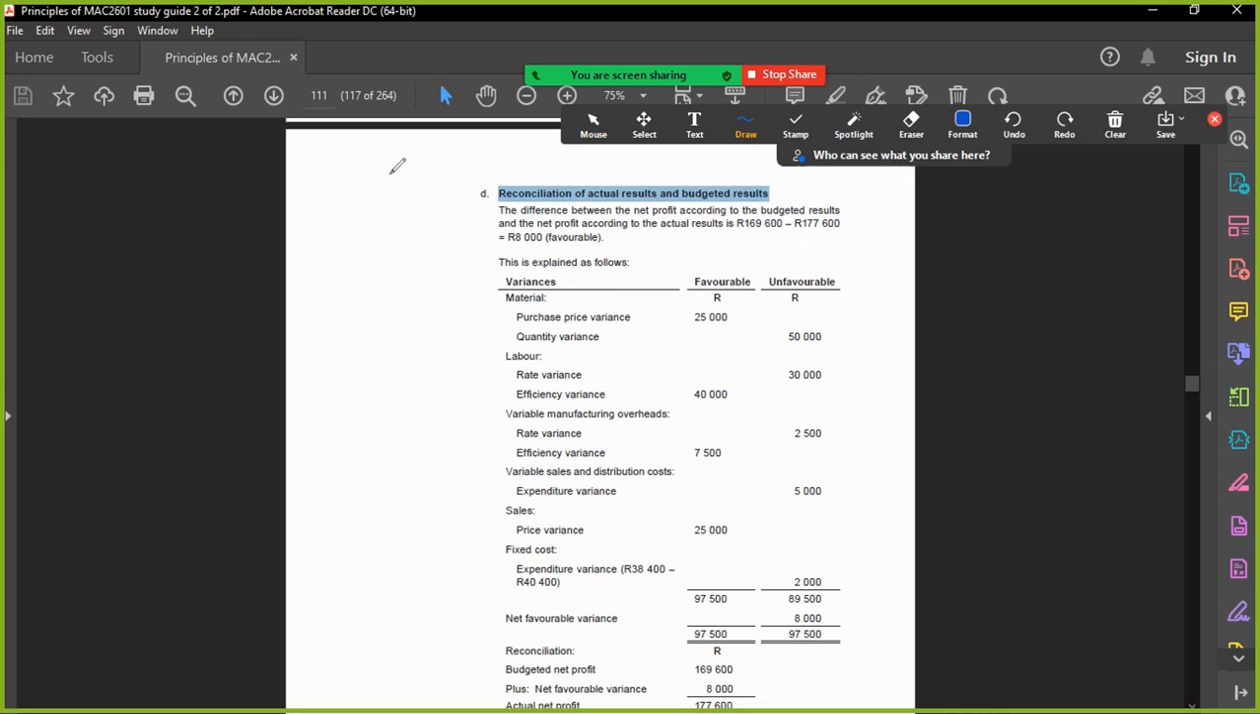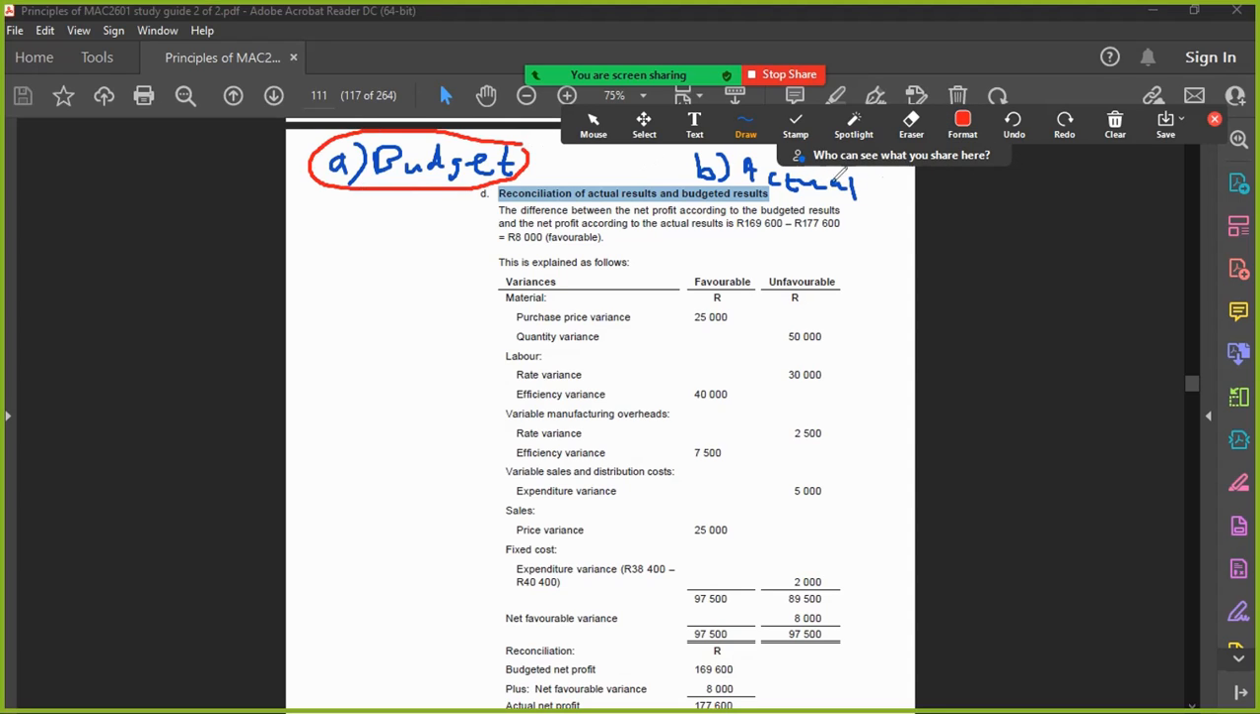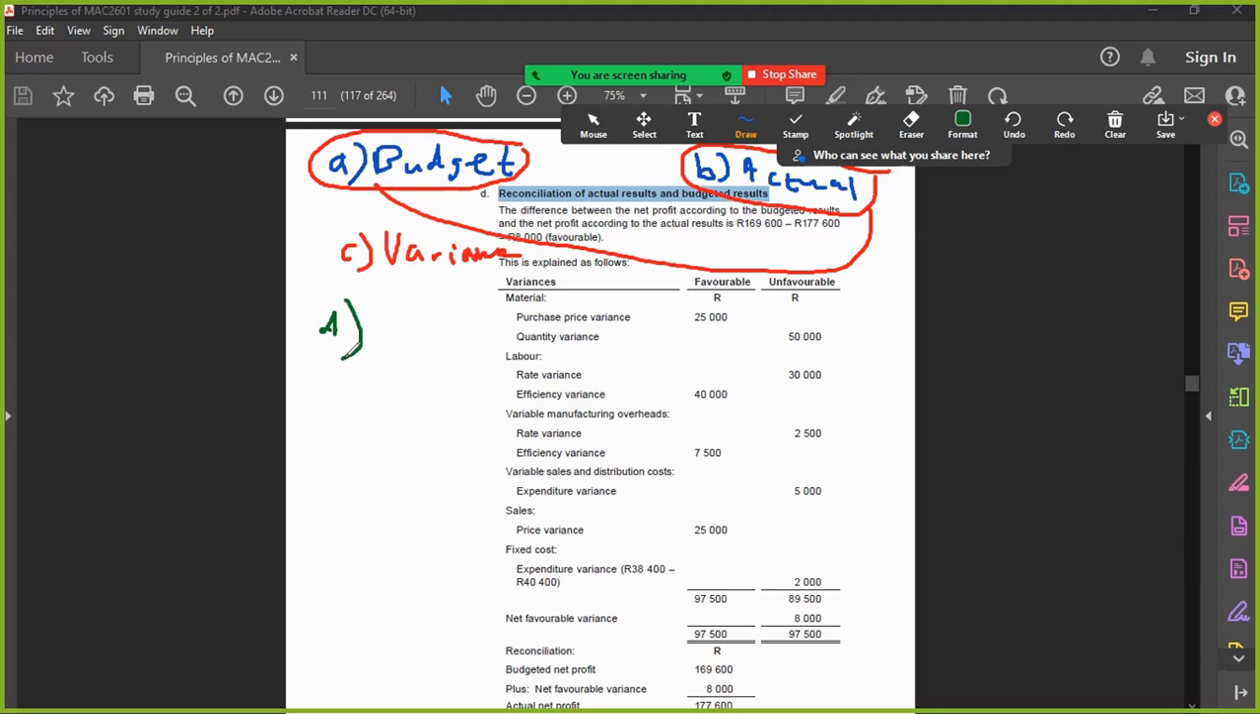Having done A, you know what the budget looks like. Do you agree? Then you did B. Then you know what the actual looks like. Do you agree? When you looked at part C, you were looking at the differences between the two. Does that make sense? Now, D is something different. D is a reconciliation.